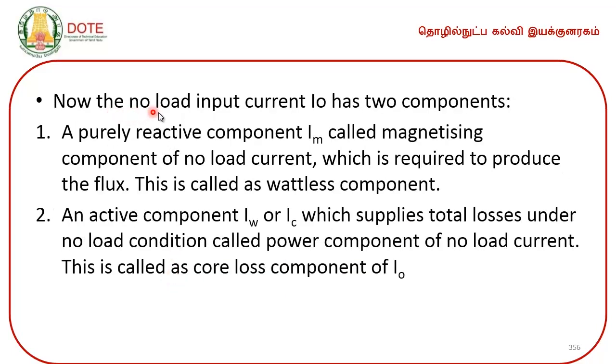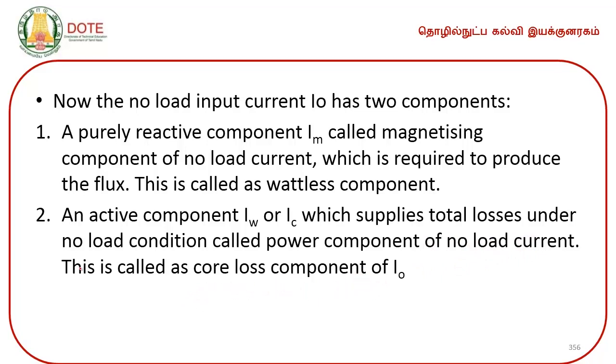Now, the no load input current I naught has two components. One is a purely reactive component I m, called the magnetizing component of no load current, which is required to produce the flux. This is called the wattless component. Number 2, an active component I w or I c, which supplies total losses under no load condition, called the power component of no load current. This is called the core loss component of I naught.